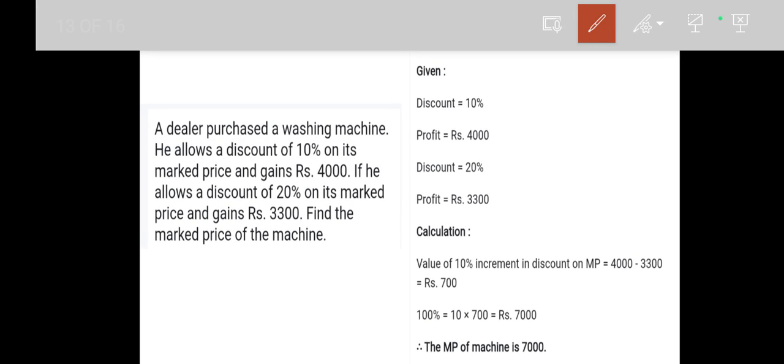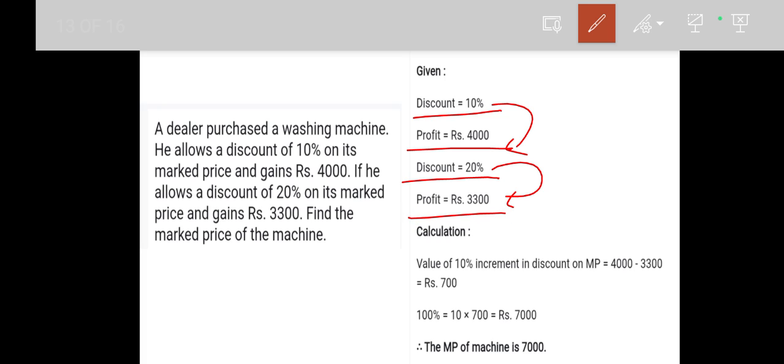Next question. A dealer purchased a washing machine. He allows a discount of 10% on his marked price and gains rupees 4,000. If he allows a discount of 20% on his marked price and gains rupees 3,300, then find the marked price of the machine. So initially it is a discount of 10%. When he gives a 10% discount, he receives a profit of 4,000. If he gives a discount of 20%, he receives a profit of 3,300.